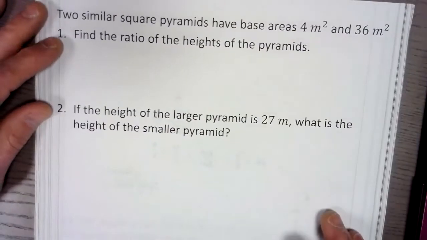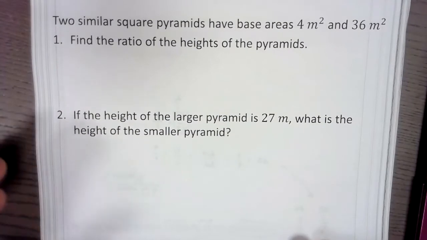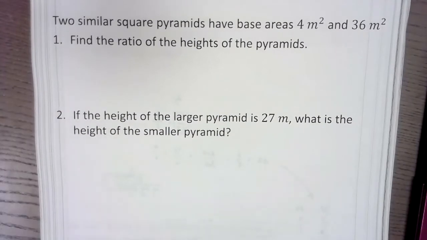All right, let's try the next one. Two similar square pyramids have base areas 4 meters squared and 36 meters squared. Number 1, find the ratio of the heights of the pyramids. And number 2, if the height of the larger pyramid is 27 meters, what is the height of the smaller pyramid? All right, pause the video and see if you can tackle this one.